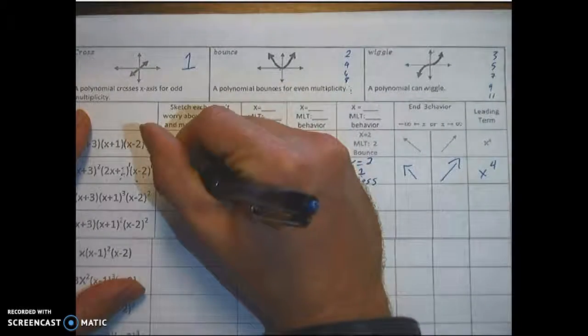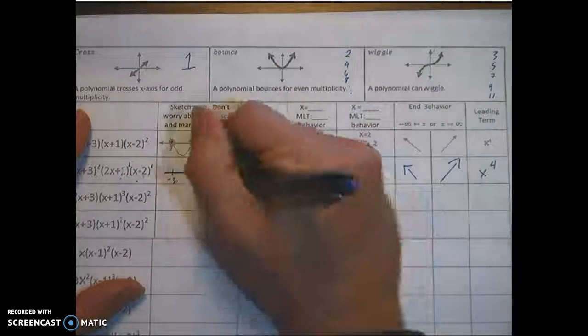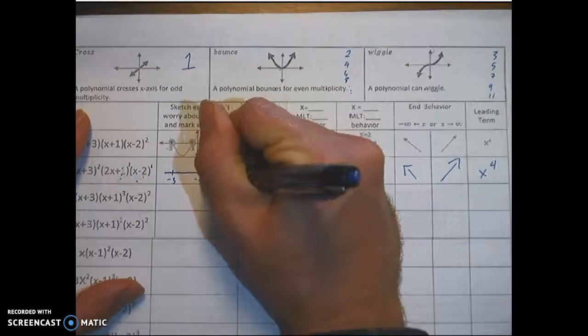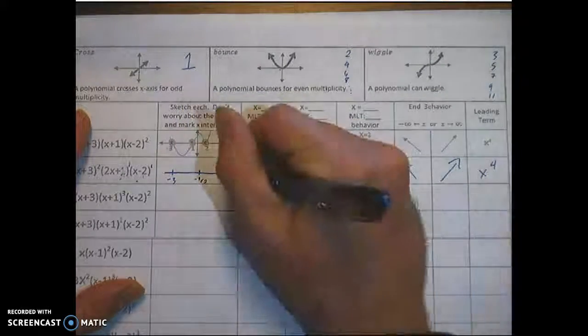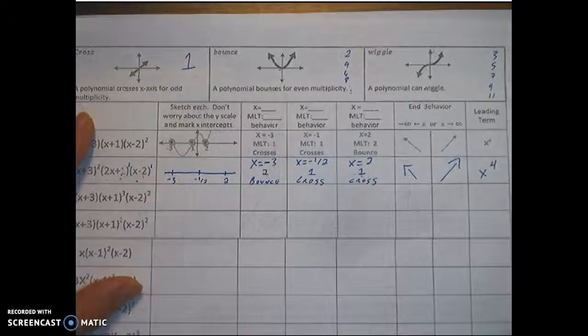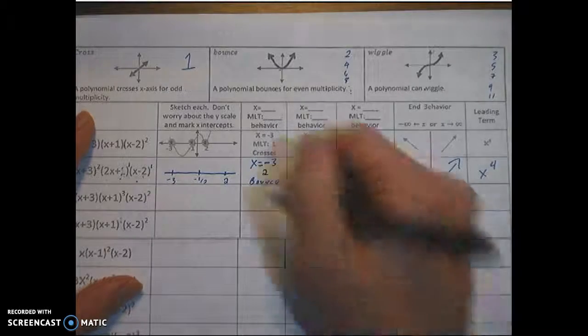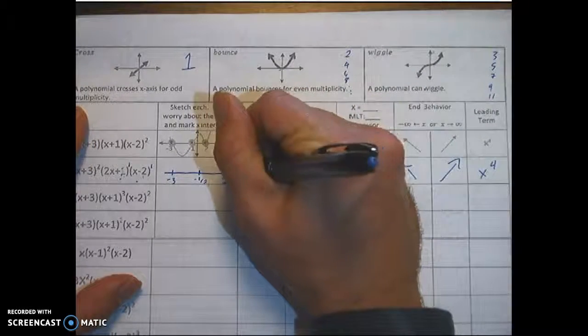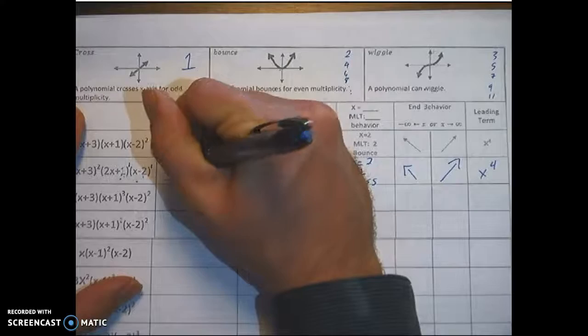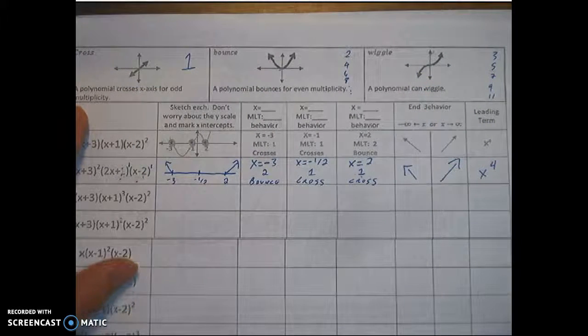So I've got my negative 3 on the x-axis, I've got my negative 1/2 on the x-axis, and I've got my 2 on the x-axis. Well, I know my end behavior. My end behavior has to go that way and that way. The question is, what happens in between?